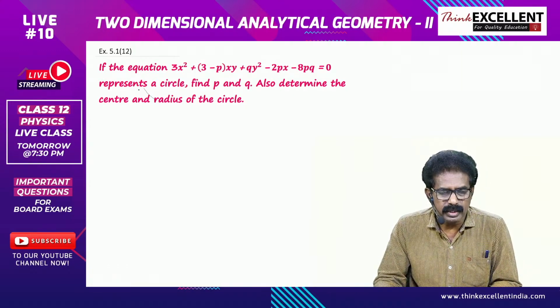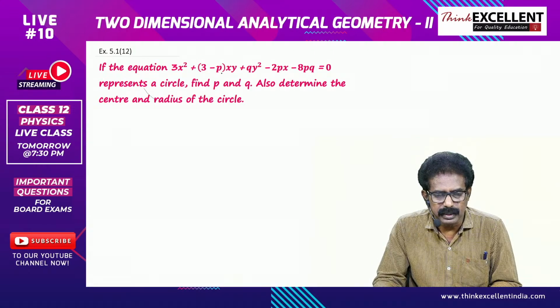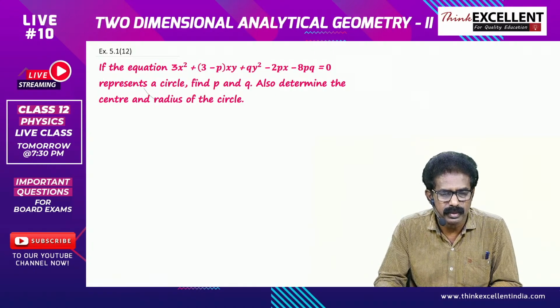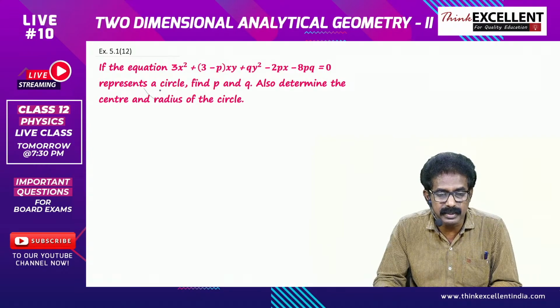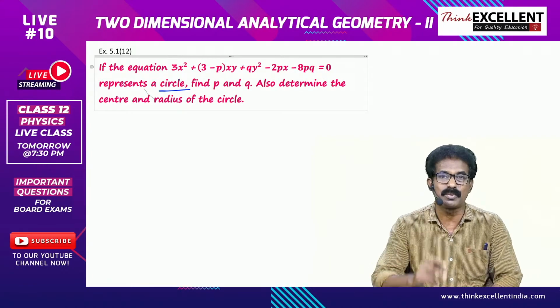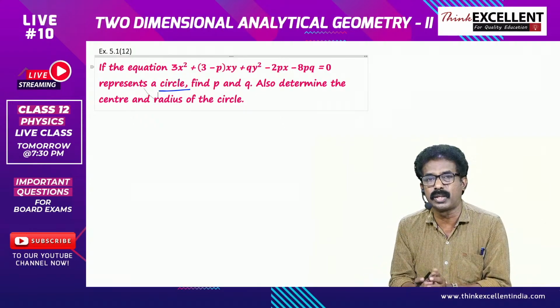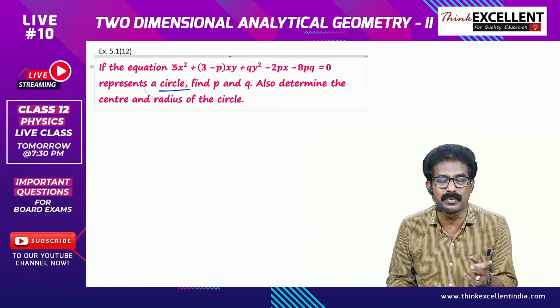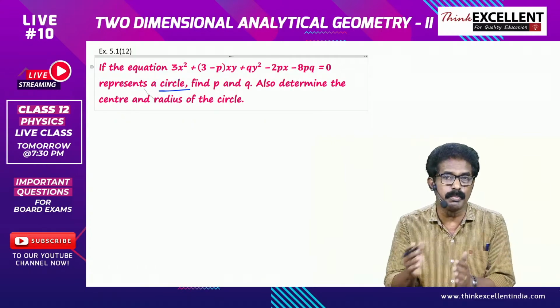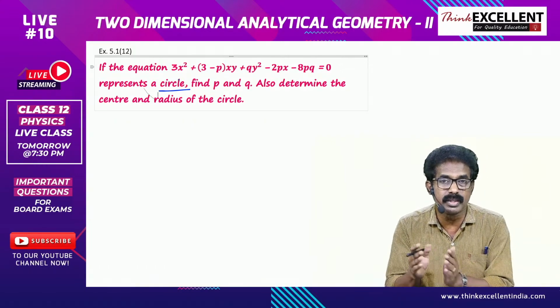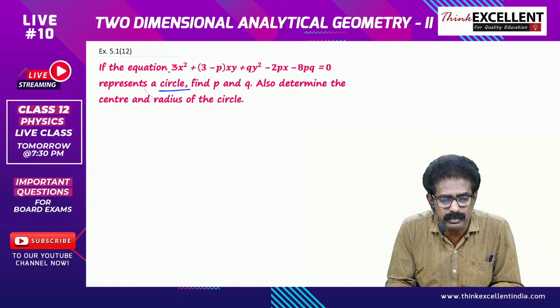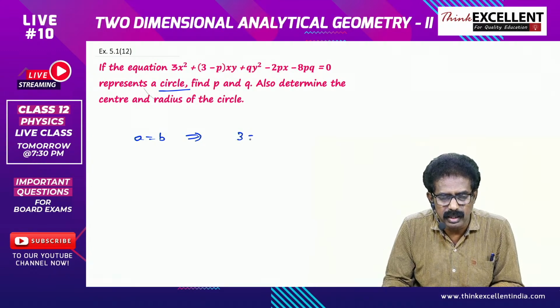If the equation, some unknowns are there, P is there, Q is there, okay. If this equation represents a circle, please listen, the first result I taught: a general second degree equation, to represent a circle, has to satisfy two conditions. What are the two conditions? A equal to B, coefficient of x square equal to coefficient of y square. The coefficient of x square is 3, the coefficient of y square is Q. So you are getting Q equal to 3, one value got it.